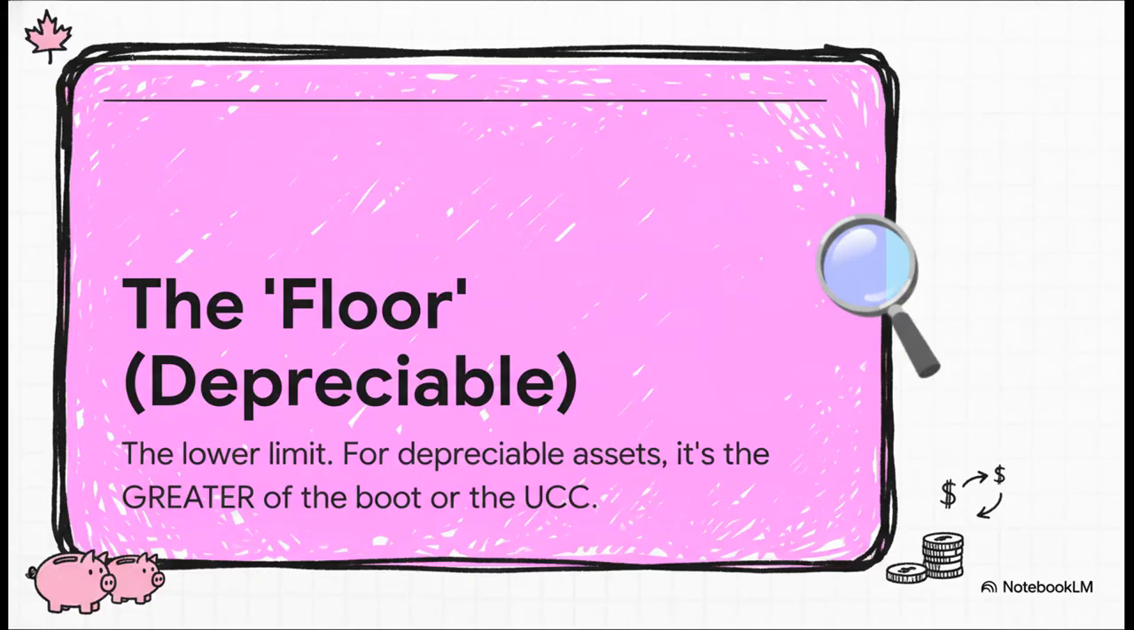Now the floor, the lowest price you can elect, that's where things get a little more interesting. It's not just one number. For an asset like this, one that depreciates, the floor is the greater of two different amounts. The first is what we call non-share consideration. You'll often hear it called boot. And the second is the asset's tax cost, what we call its undepreciated capital cost, or UCC.